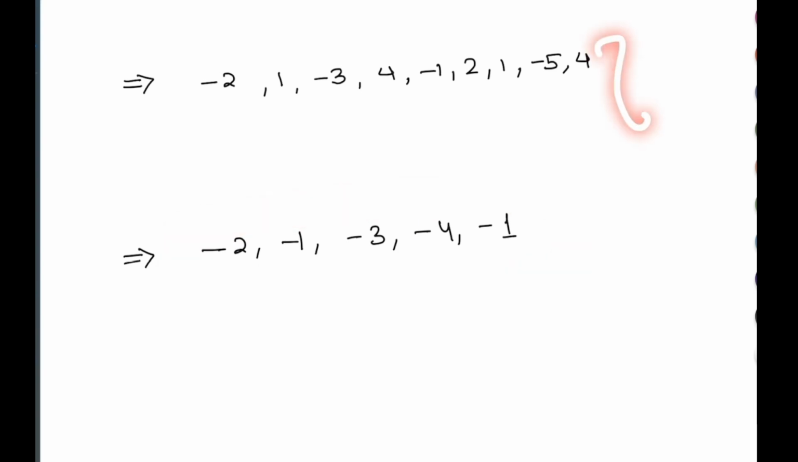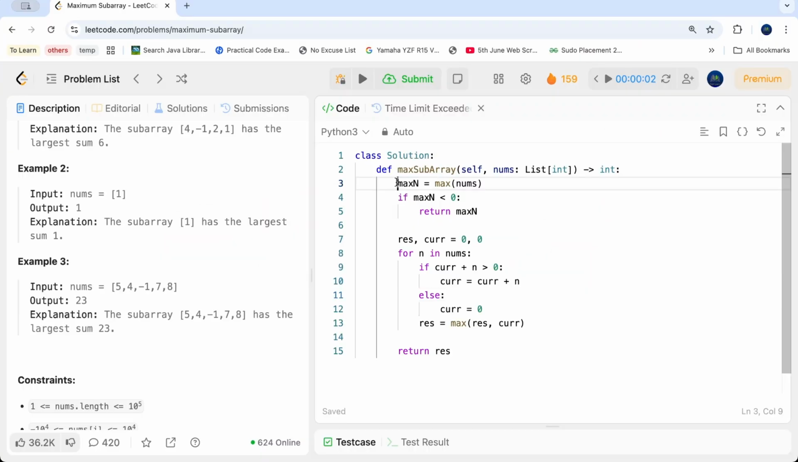Now let us try to solve the problem using brute force, and then we will see the optimal approach to solve it. First of all, I will try to find out the maximum number in my array. And if that maximum number is less than 0, it means all the numbers in my array are negative, right? Because the maximum is negative, so all the numbers should be negative. In that case, I will just return the maximum number. Basically, I am creating a subarray of that maximum negative number and returning the sum. The sum will be that number itself.